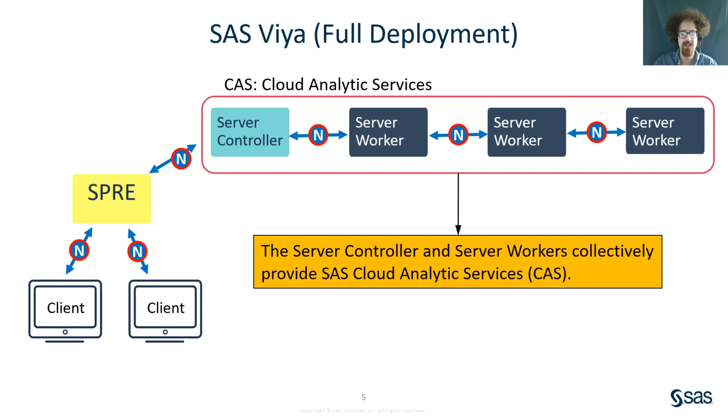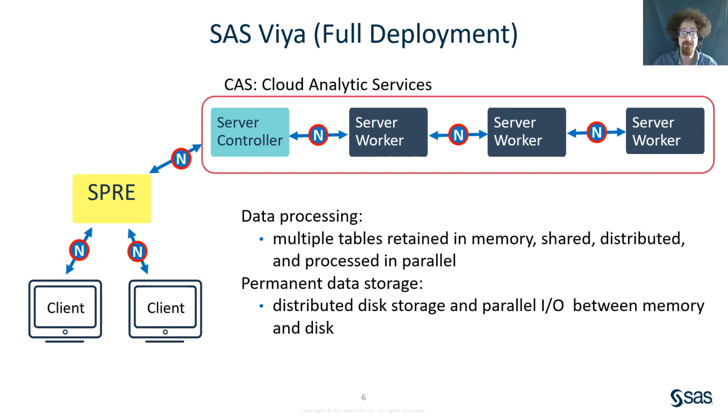Focusing first on the server controller and the server workers. These machines together provide a distributed multi-machine data processing environment, and we'll call this environment SAS Cloud Analytic Services. We'll often call it CAS for short. The CAS server would be all of these machines combined. Here we show 3 CAS server workers, but you can have as many as you need depending on the volume of data and the complexity of processing required. You can also scale up, so if you find that you don't have enough CAS workers for the processing that you need, you can always add more.